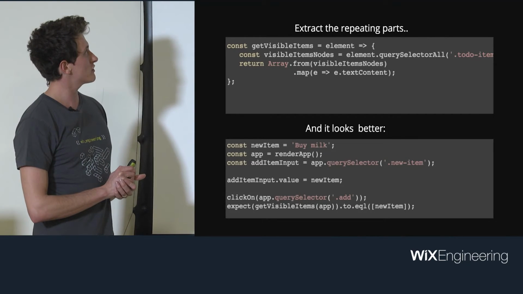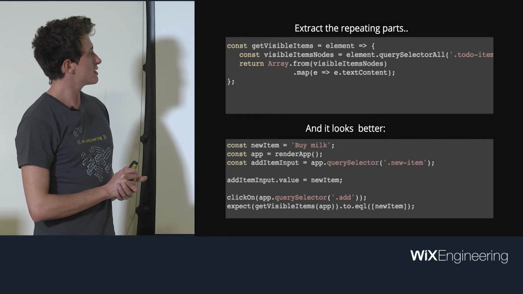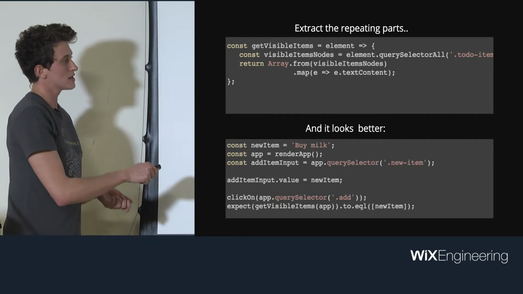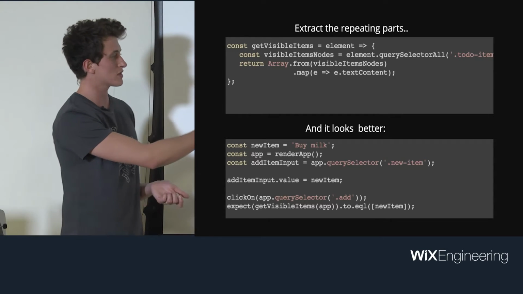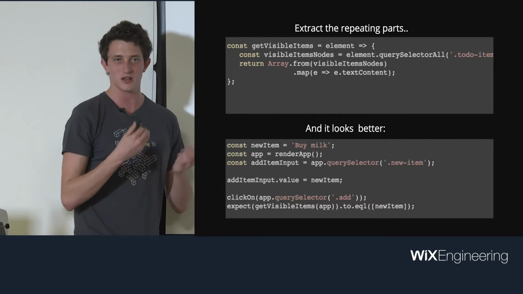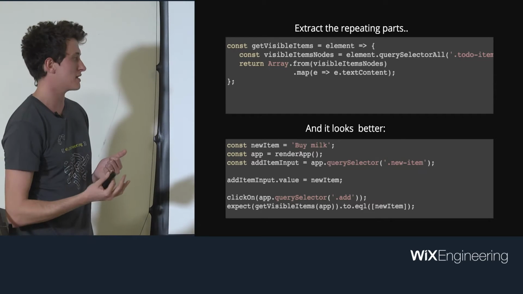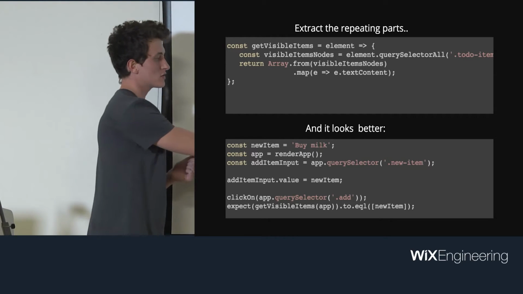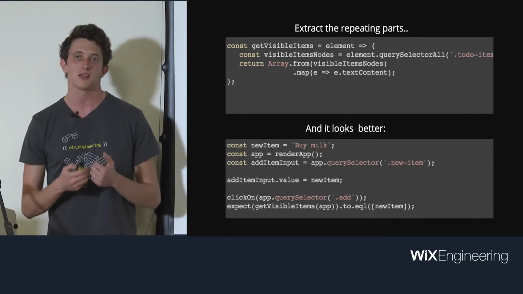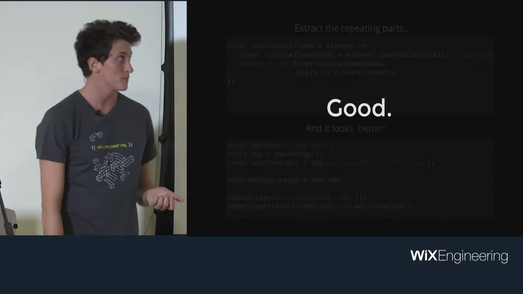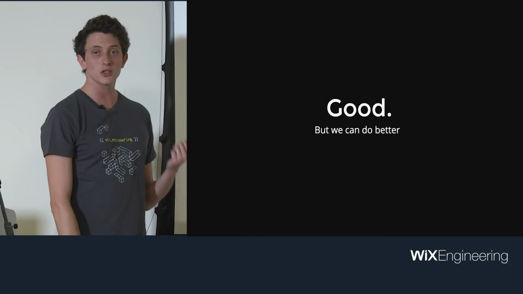Take a look at this test. The add item input dot value is still there. We are still exposing our implementation. The query selector word is still there. We want to remove all implementation details from the test and leave it as English as possible. So how can we do better?